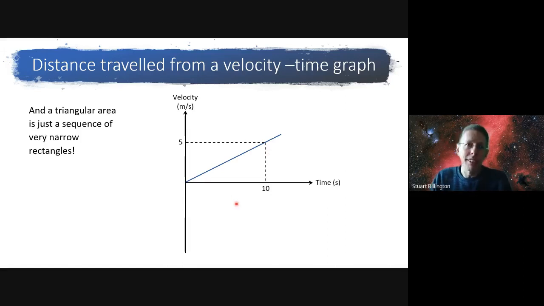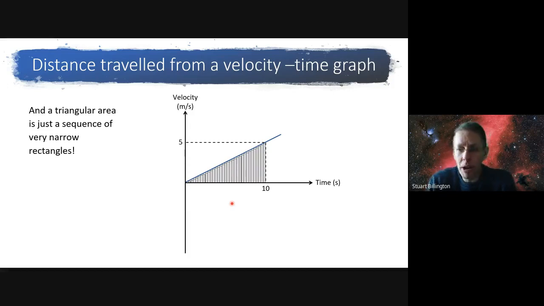But does it have to be the area of the triangle? Well, it does, because if you think about it, in order to travel for 10 seconds, I have to travel for 0.1 of a second and 0.2 of a second and 0.3 of a second and 0.4 of a second and 0.5 of a second, all the way up to 10 seconds. And in actual fact, all that is a whole load of individual little rectangles.